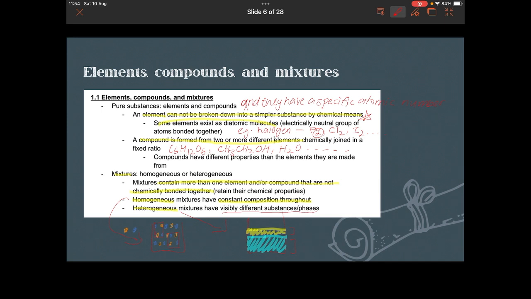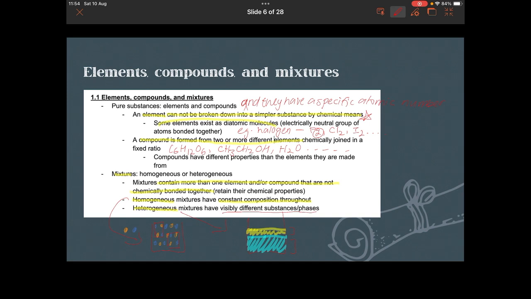Even if you mix water and oil, you might get little droplets of oil in the water phase for a while, but then eventually, if you left it on its own, they would separate out into different phases. So they cannot have constant composition throughout. So they have different phases, and they are very distinct.